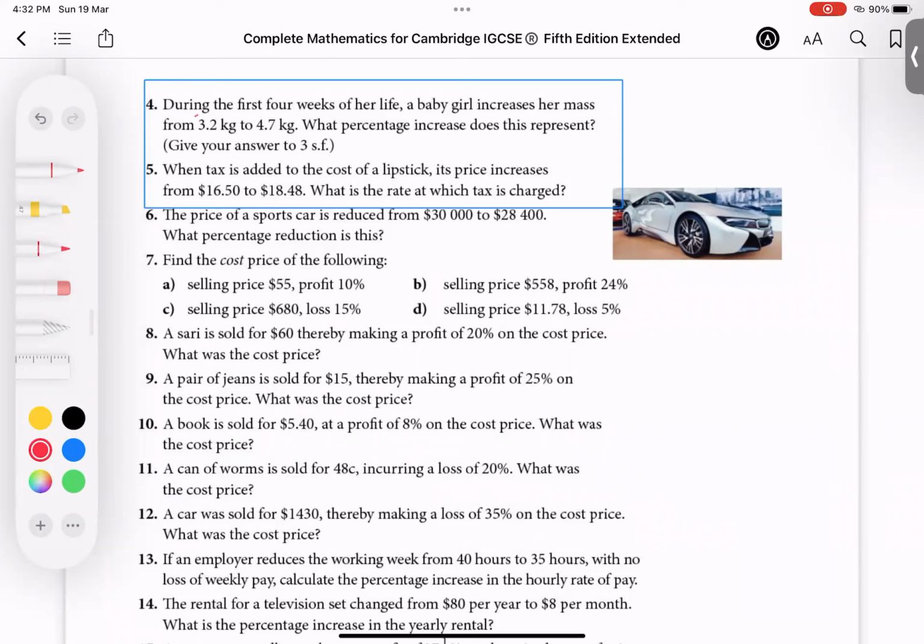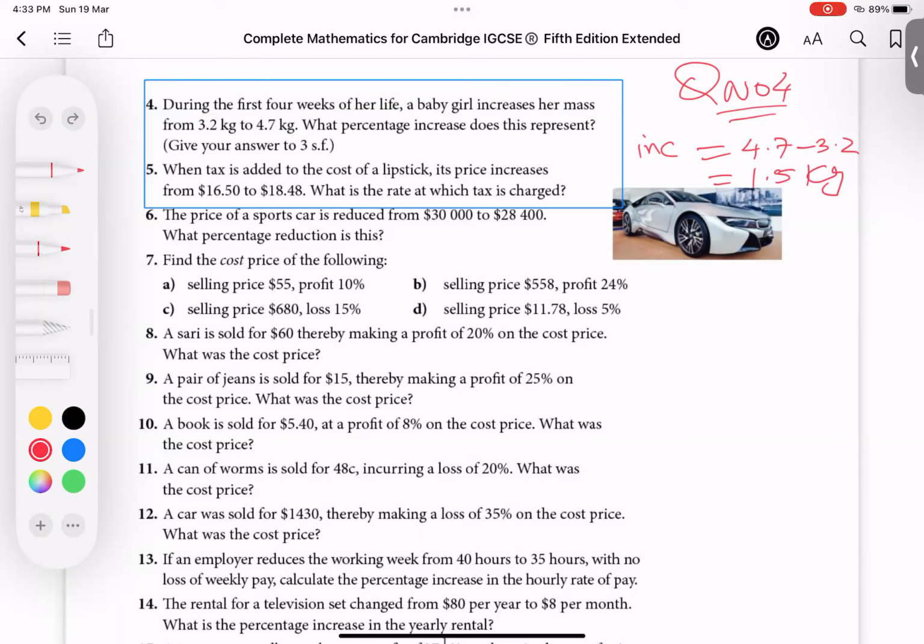The first question is saying that during the first 4 weeks of her life, a baby girl increases her mass from this to this. So what is the change? How do we find the increase? Increase is very clear: the old value is this and the new is this. So 4.7 minus 3.2 becomes 1.5 kilograms. It means the increase of the mass of the baby girl is 1.5 in the next 4 weeks.